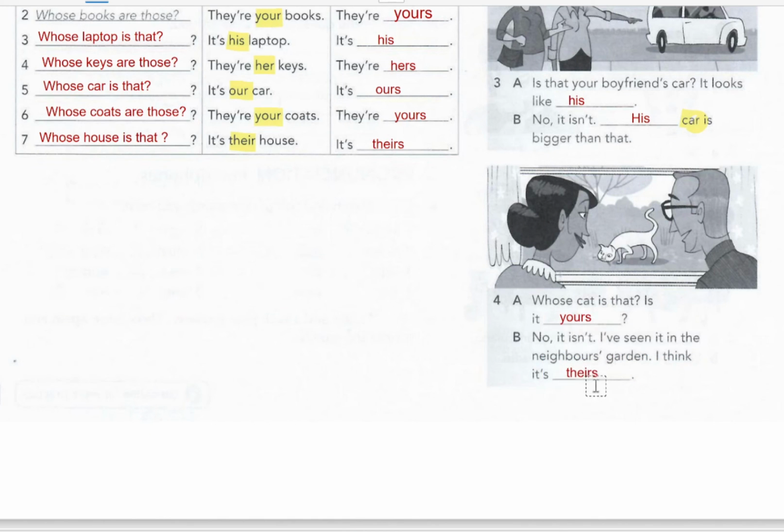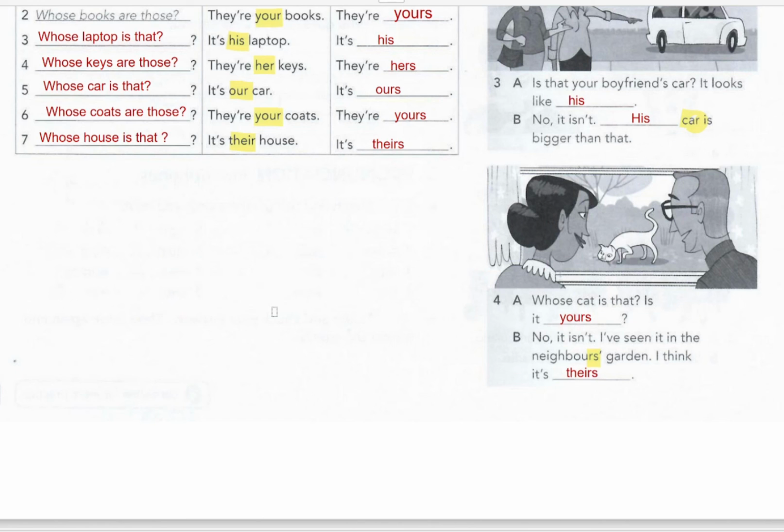Again, why am I saying theirs? Because here, neighbors' garden, they are using the apostrophe in plural form, guys. When there's a plural form, we use the apostrophe alone without S. As you can see, we don't have S after the apostrophe. So neighbors is in plural form. That's why we're using theirs.